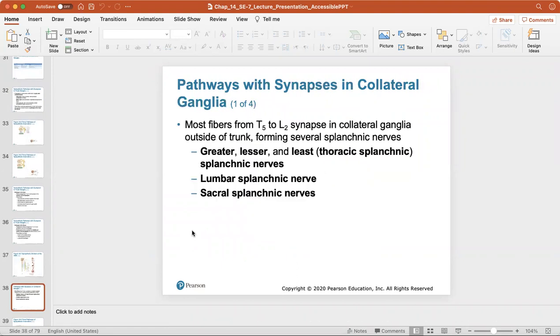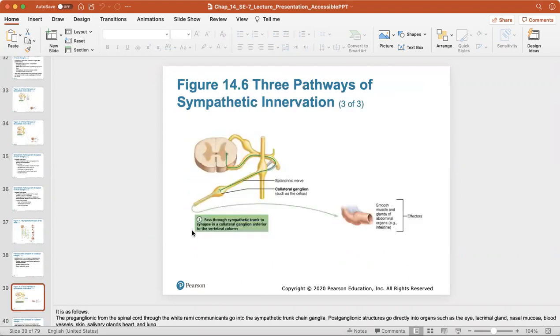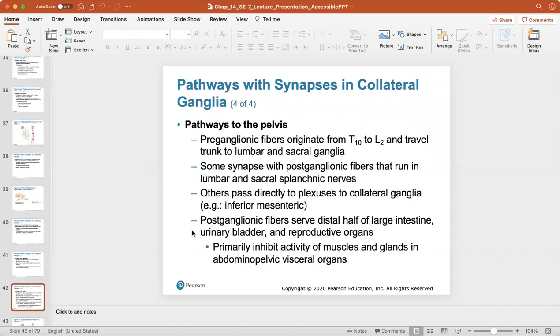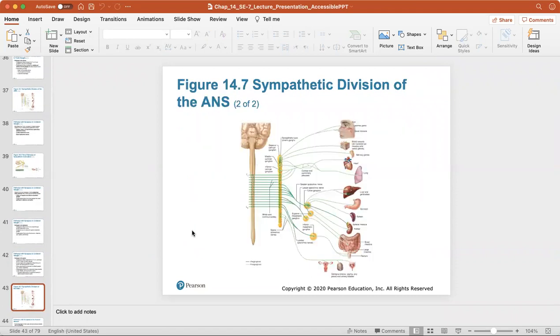Here are pathways with synapses in collateral ganglia: the greater, lesser, and least splanchnic nerves, the lumbar splanchnic nerves, and sacral splanchnic nerves. Again, I won't ask you guys too many questions about the pathways of sympathetic innervation. What I really want you to know is the differences between the parasympathetic and the sympathetic systems.